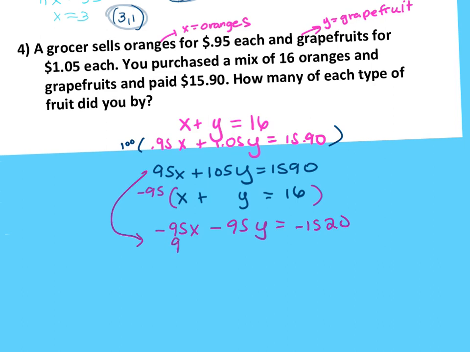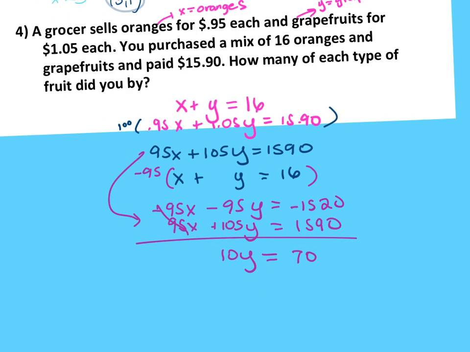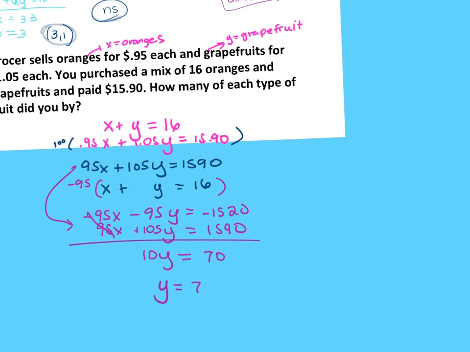And then add it to that top one. These are going to cancel. This is a positive 10 and 70, and y is 7. And then if there are 7 grapefruits, 16 total, that means there's 9 oranges.